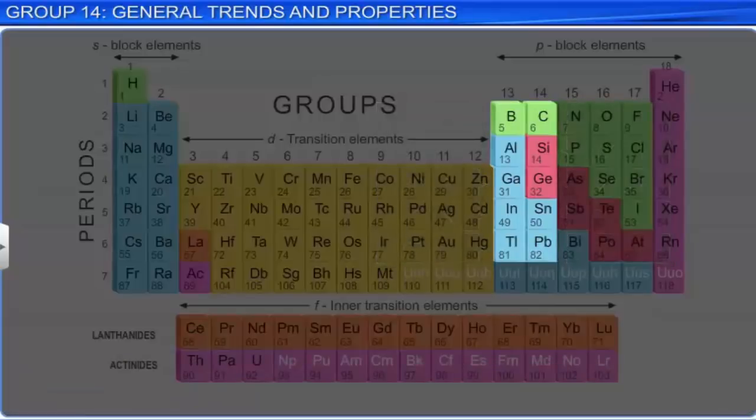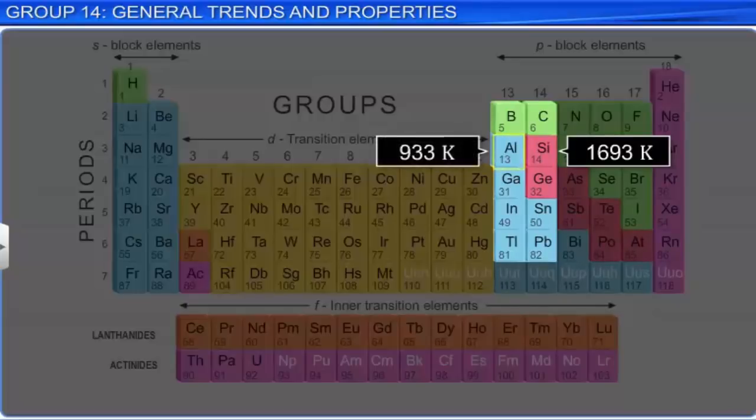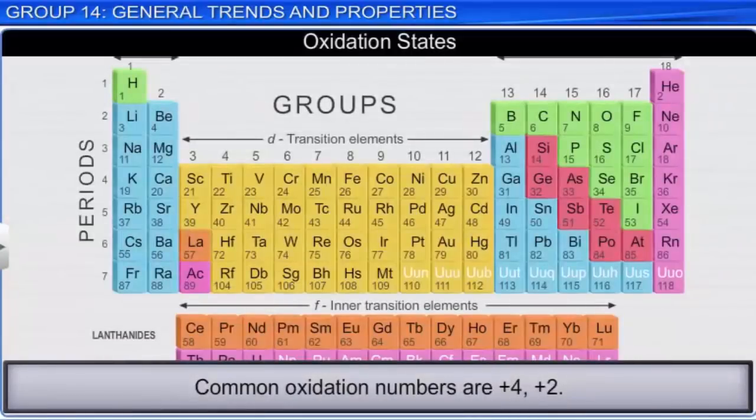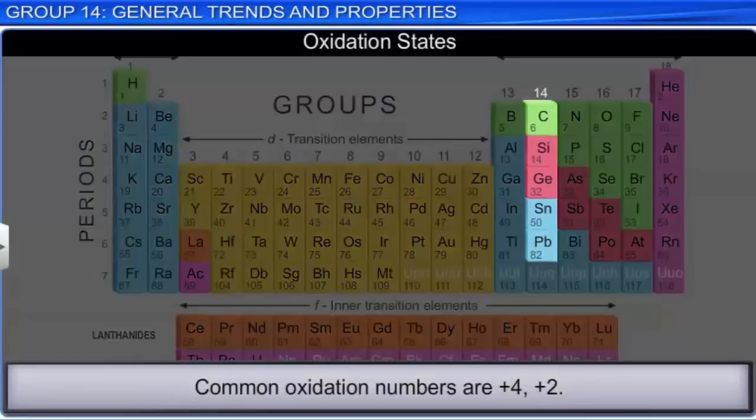For example, silicon has a melting point of 1693 Kelvin. But the melting point of aluminium in the same period is 933 Kelvin. With their 4 valence electrons, the group 14 elements typically achieve either a +4 or a +2 oxidation state.